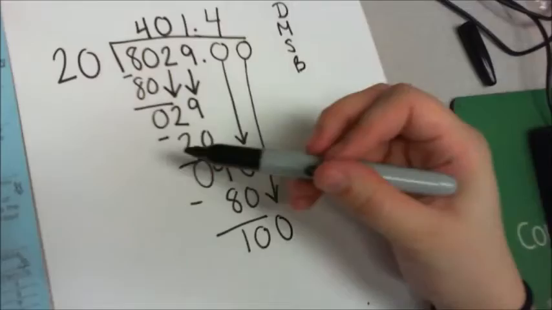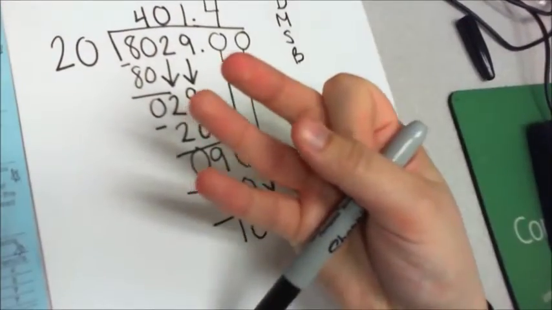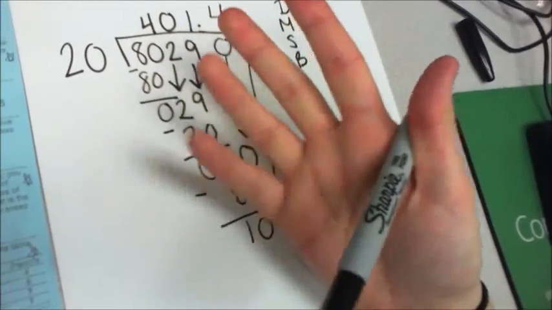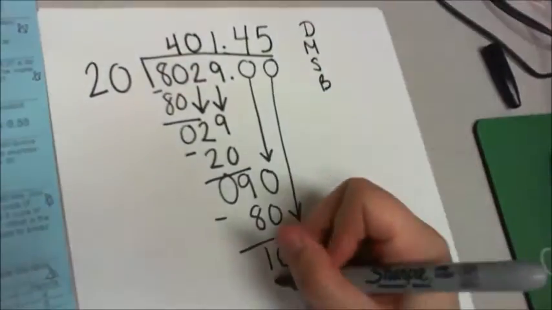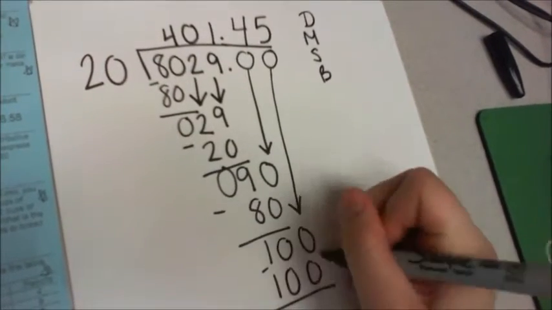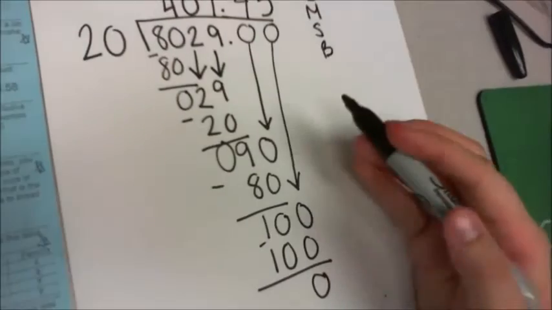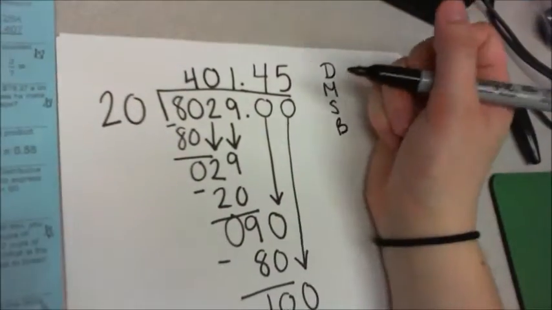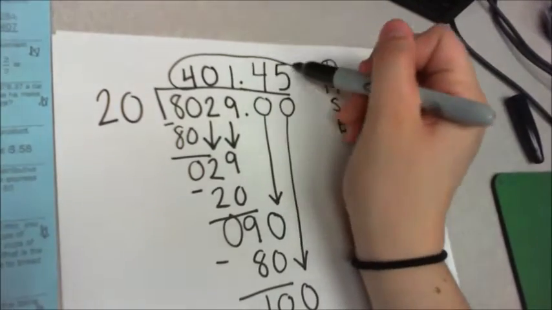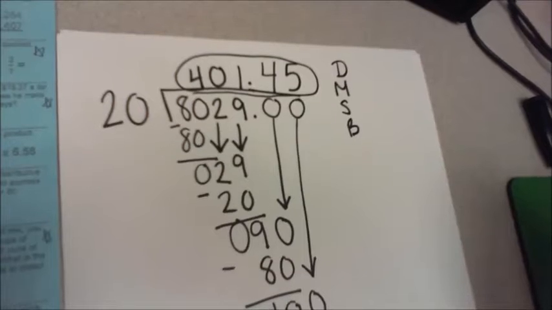How many times can 20 go into 100? 20, 40, 60, 80, 100. So 5 times. 5 times 20 is 100. 100 minus 100 leaves us with 0. There are no more numbers to bring down. We've gotten to 0, which means 8,029 divided by 20 is 401 and 45 hundredths.